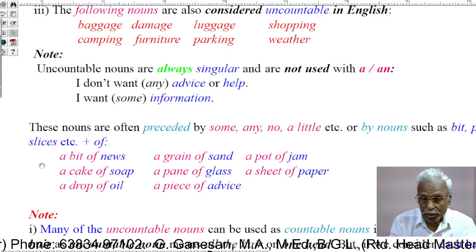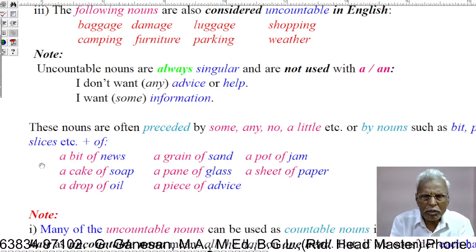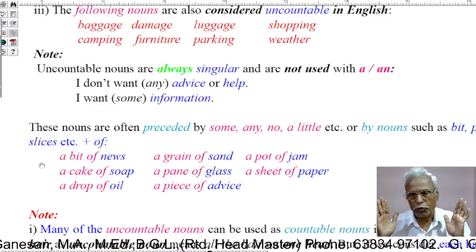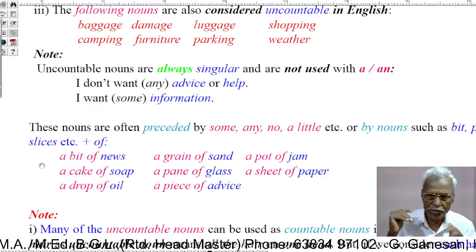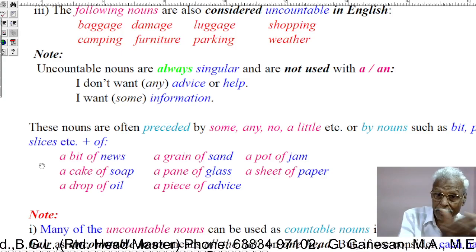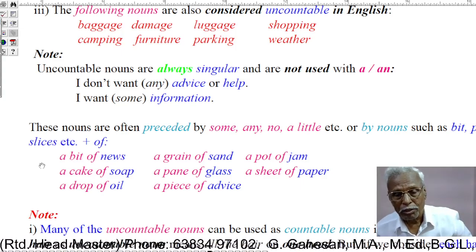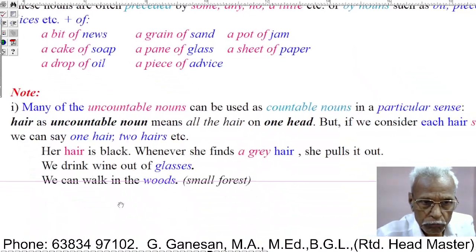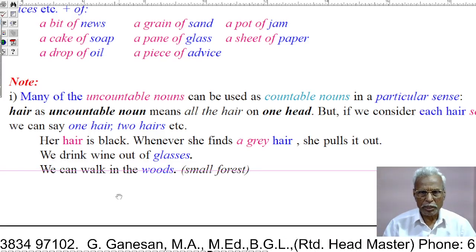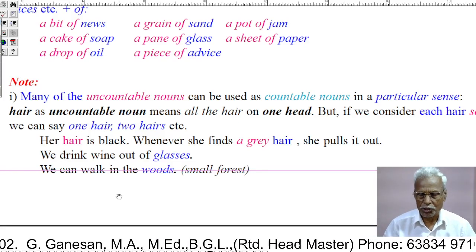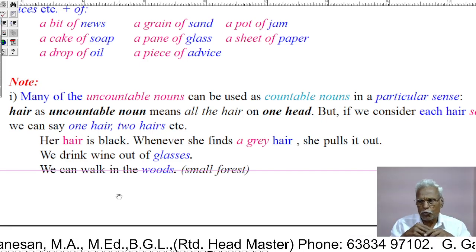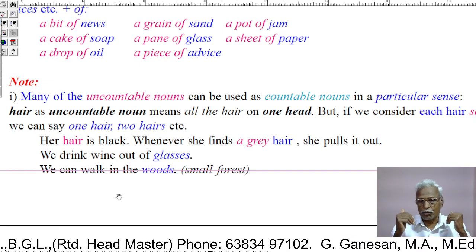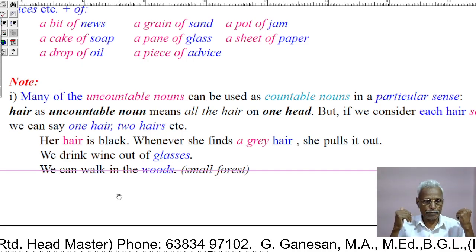Even so, these nouns, like news, are uncountable. Normally a or an should not be used because they are uncountable. But in these cases they can be used with some other words or nouns, as we were seeing here. Note: many of the uncountable nouns can be used as countable nouns in a particular sense, in particular situations.